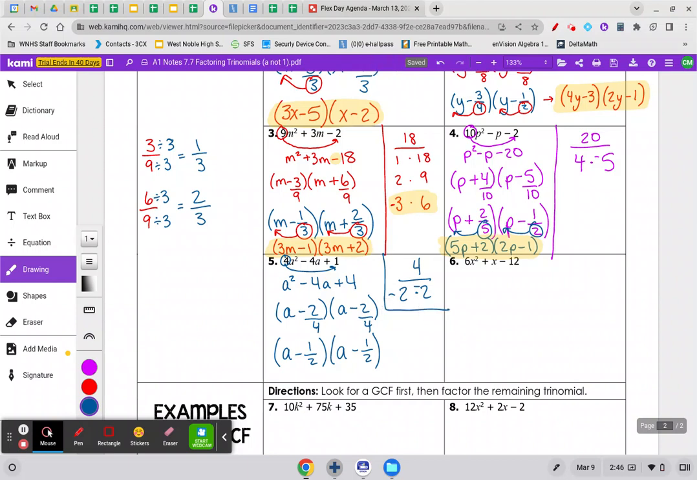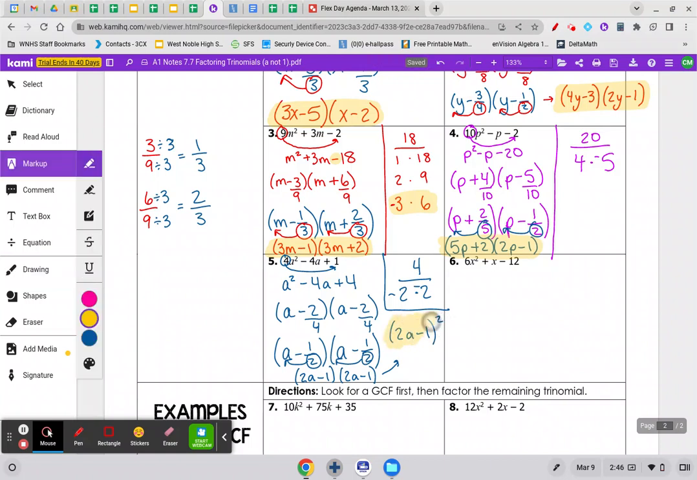Now, I have to bring this 2 back to the front on both of these. So I have 2a minus 1, 2a minus 1. Notice these are exactly the same as each other, which means when they're exactly the same, I write it once, 2a minus 1, and then I square it. And this is my completed factored form.